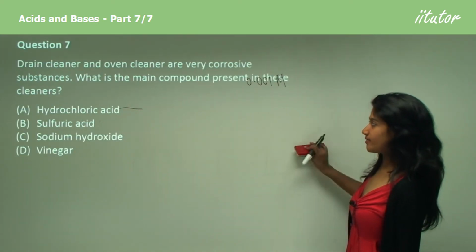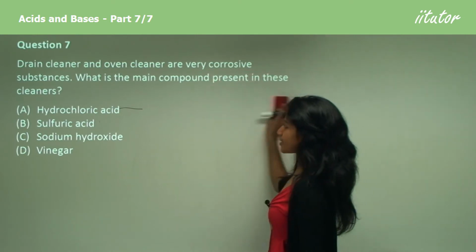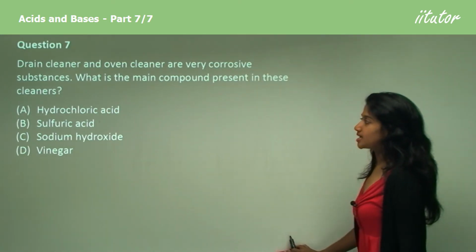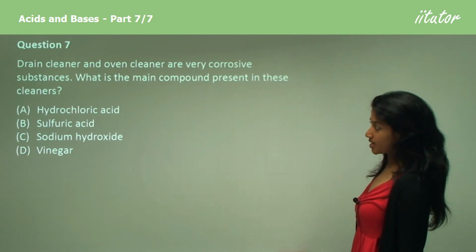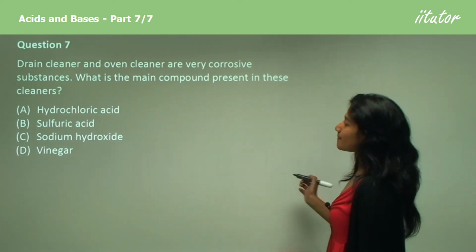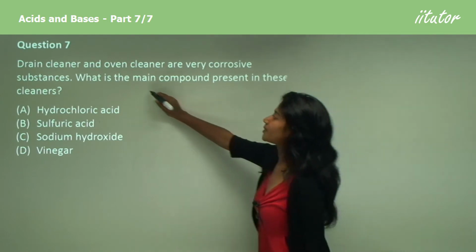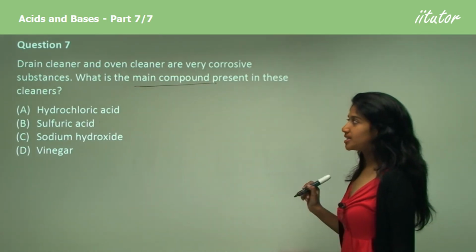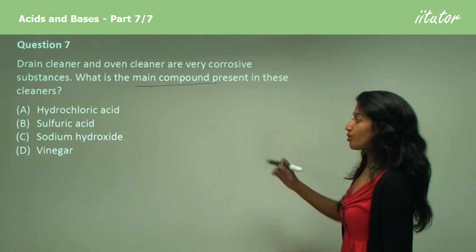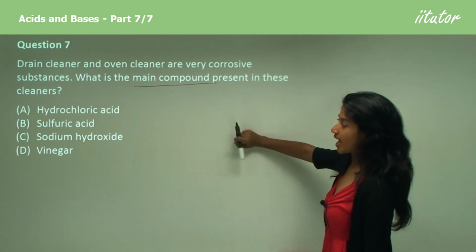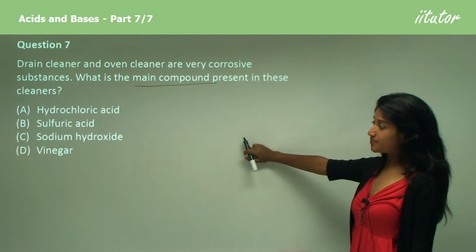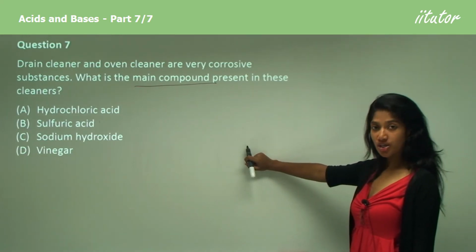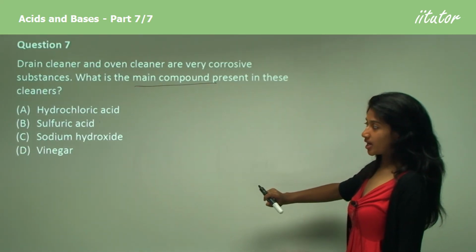Moving on to question 7. Question 7 is a multiple choice question. It asks, drain cleaner and oven cleaner are very corrosive substances. What is the main compound present in them? We know that drain and oven cleaners are made of bases. So let's see the options. We have option A, hydrochloric acid, option B, sulfuric acid, option C, sodium hydroxide, and option D, vinegar.